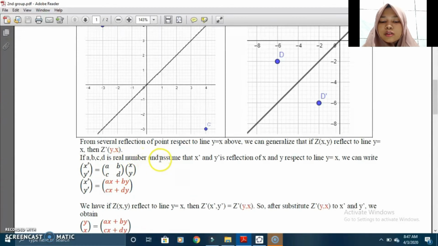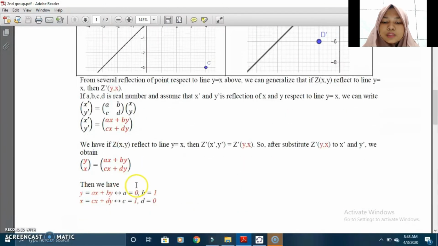If a, b, c, d are real numbers and we assume that x' and y' are the reflection of x and y with respect to the line y equals x, then we can write x', y' equals the multiplication of matrix ABCD and matrix x, y. This multiplication equals ax plus by and cx plus dy. From this matrix, we substitute the image point x, y to x' and y', then we have this matrix.